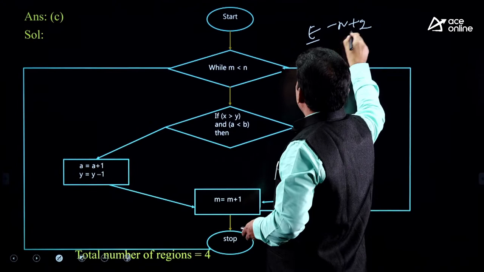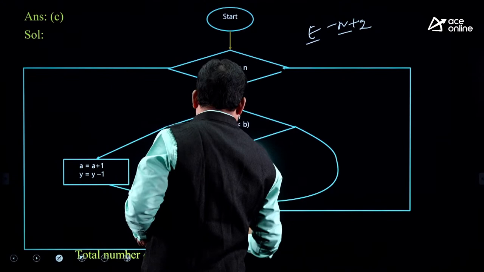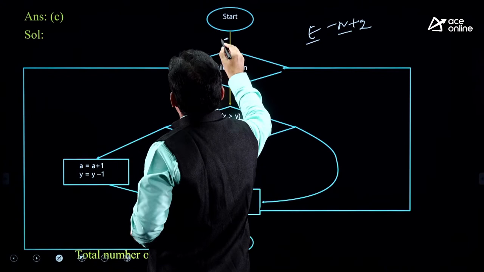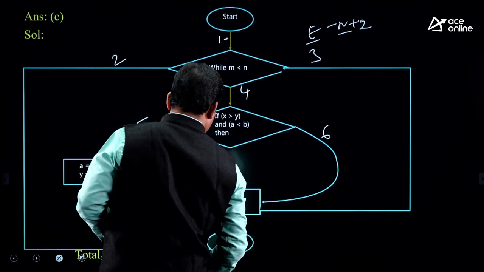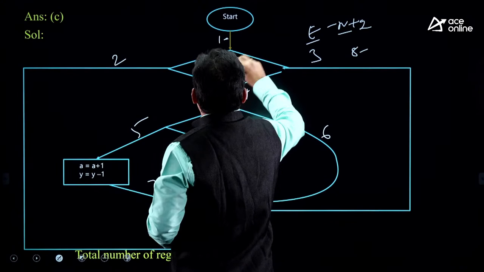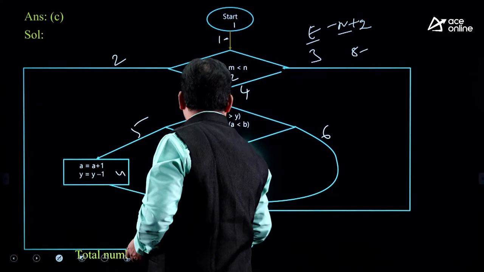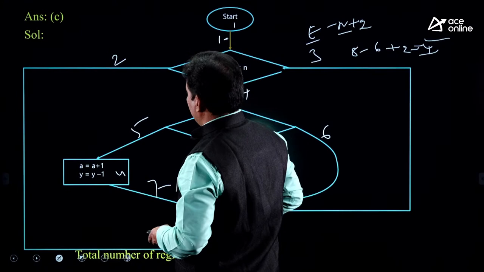Based on this, the edges: 1, 2, 3, 4, 5, 6, 7, 8. So 8 edges, and number of nodes: 1, 2, 3, 4, 5, 6. 8 minus 6 plus 2. So the answer is 4. Now observe, what is the answer here for this? The answer is 4. C is the answer.